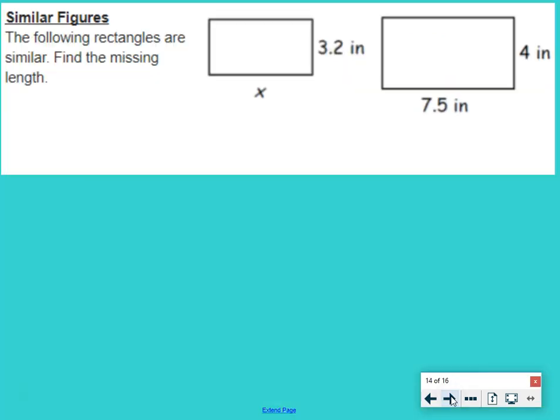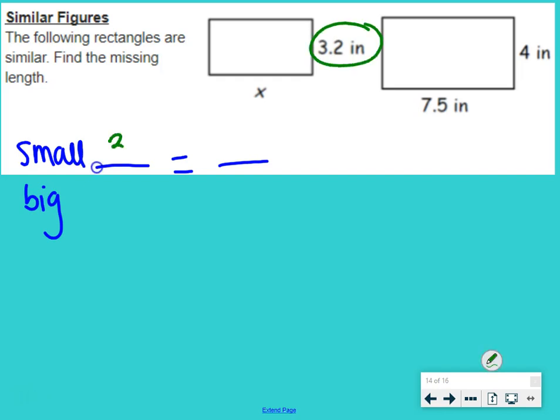Similar figures. The following rectangles are similar. Find the missing length. So for similar figures, they are proportional. We learned about proportions in our last set of notes. So to set up our proportion, we can do small dimension to big dimension. So on the top, we'd put the small dimension. On the bottom, we put the big dimension. So if we look here, we have our small size, 3.2. What corresponds to 3.2 on the big one would be 4. See, they're the same spot.